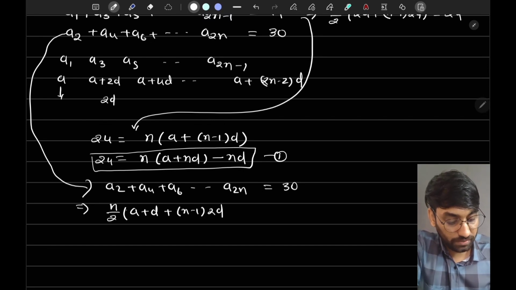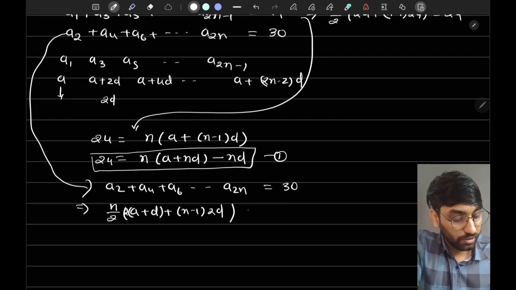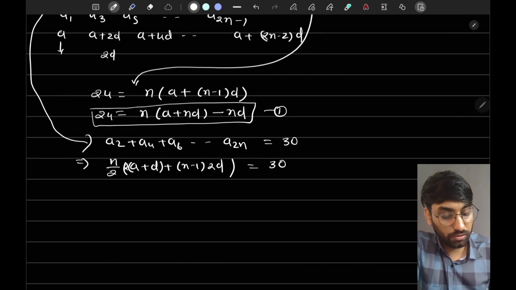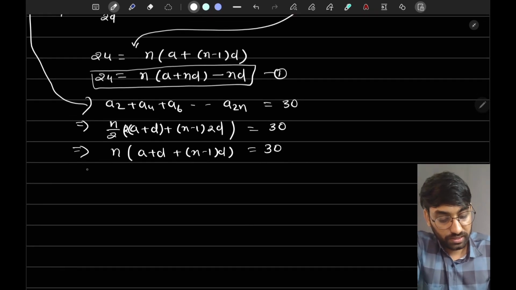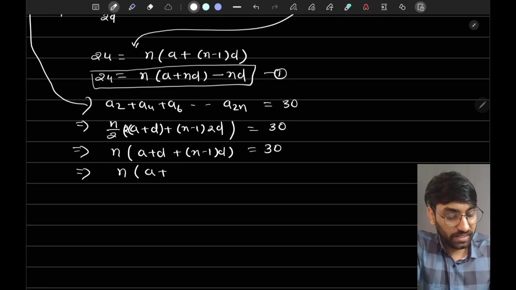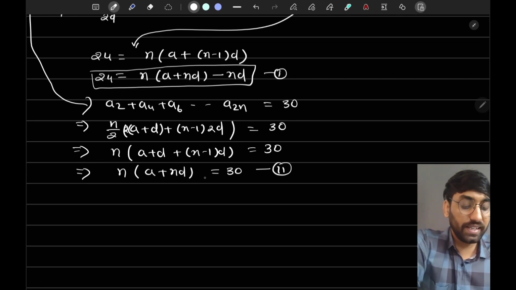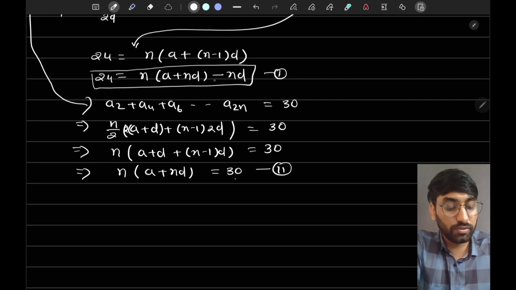Sorry, 2a plus d will be equal to 30. So I can take 2 out and cancel it with the denominator 2. So what will I get? I will get n times (a plus d) plus (n minus 1) times d equal to 30. Correct? It means that minus d plus d cancel out, so a plus nd I will directly get as 30, which is nothing but equation 2.